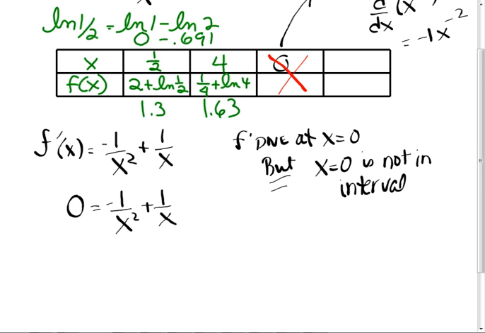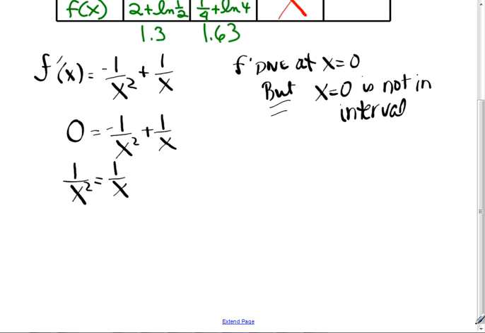I could clear off fractions, or if I just add 1 over x squared to both sides, I get a proportion. Now, when I solve equations, I'm still in the same one. But now what am I going to do? X squared equals what? X. Now, this is not the same equation as my original one. Listen carefully. This is not the same equation.